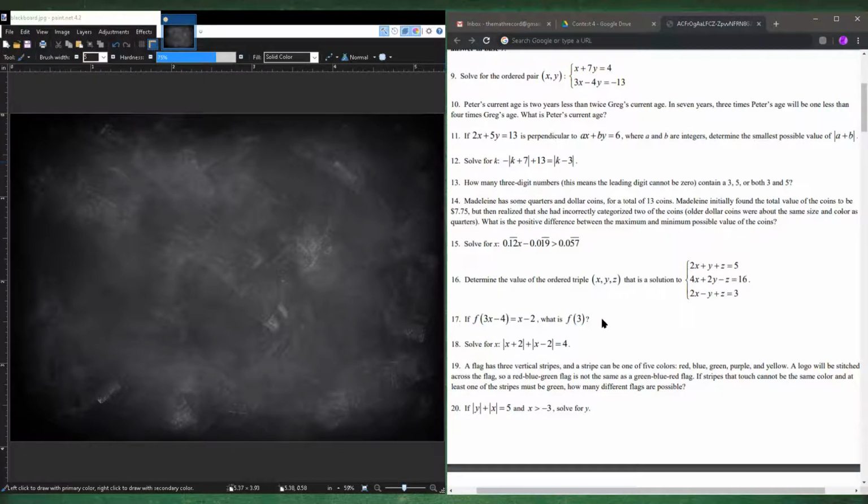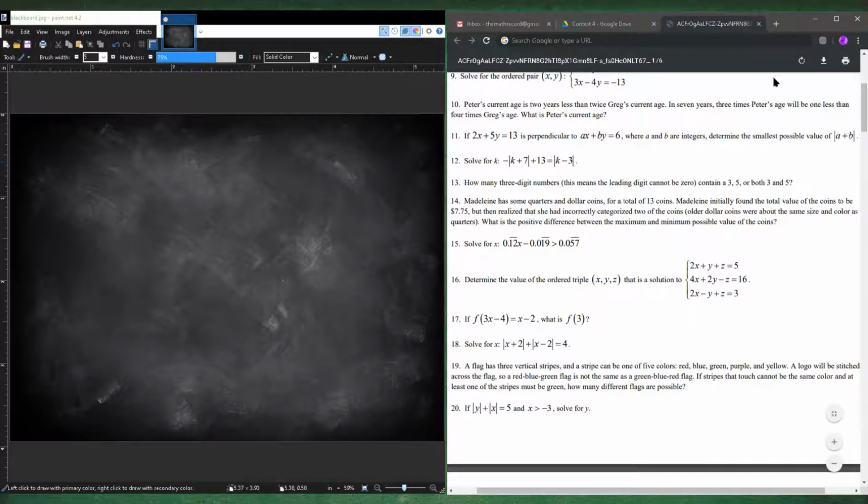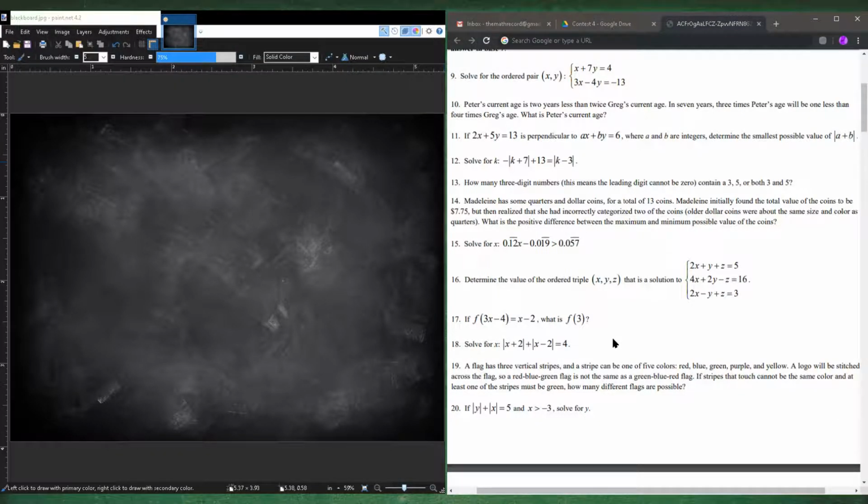Number 16, determine the value of the ordered triple x, y, z that is the solution to 2x plus y plus z equals 7. Okay, basically this on the side. Since I already see that the z is singular by itself, I'm just going to cancel out the z first, and then I'm going to get x and y, and then cancel out one of the other variables to get the last variable.